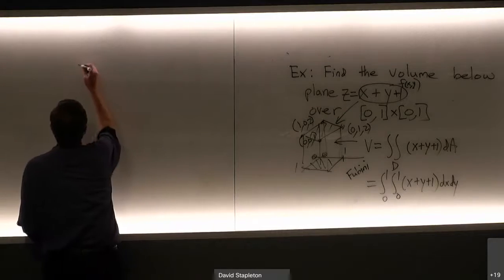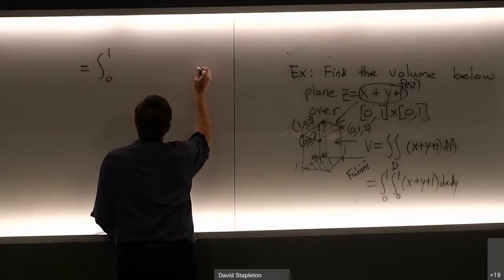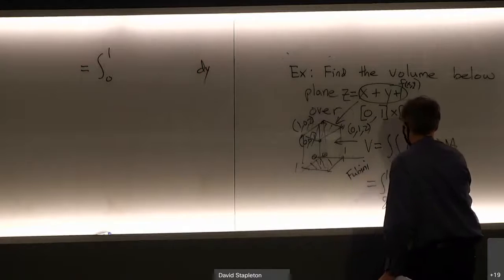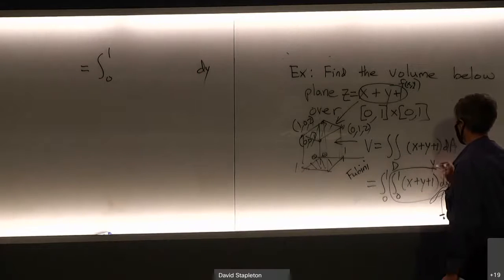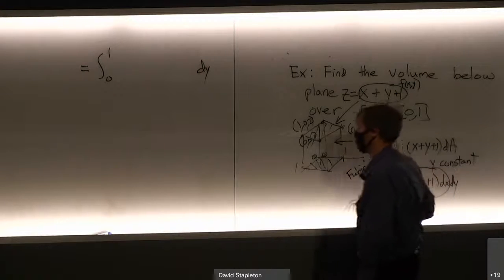So what do we do? We'll leave the integral on the outside and just concentrate on this integral on the inside. This is a partial integral holding y constant, right, since we're integrating with respect to x. What's the integral of x treating y as a constant? It's just x squared over 2, right?